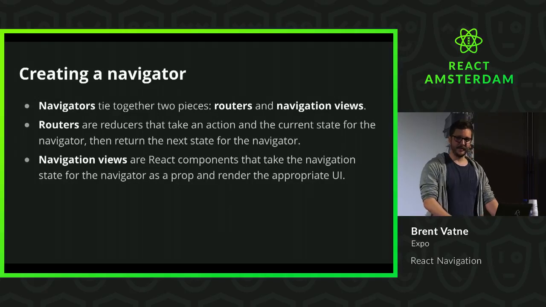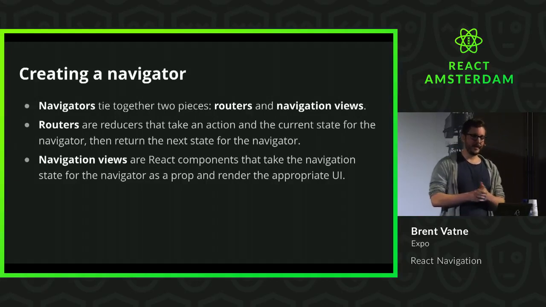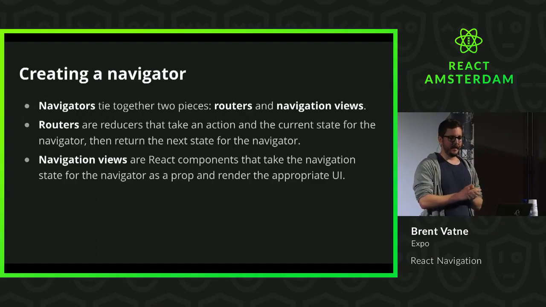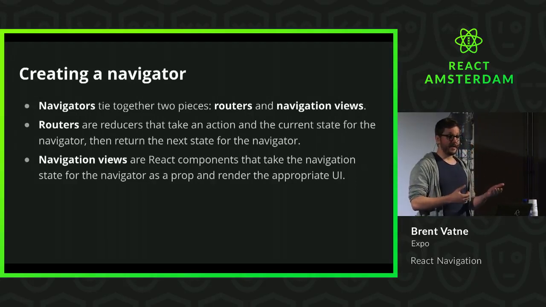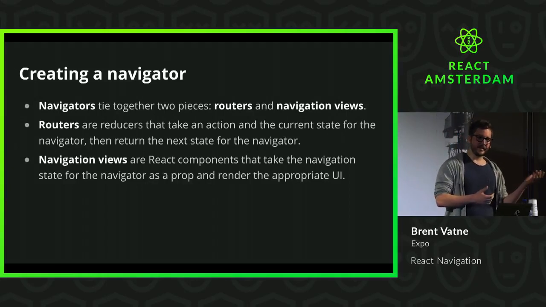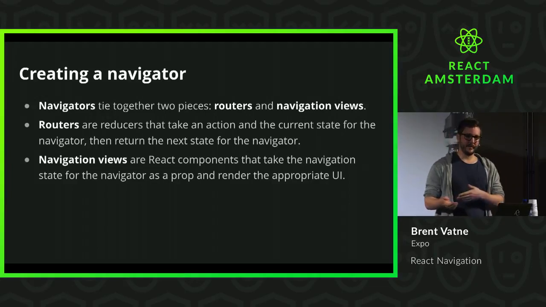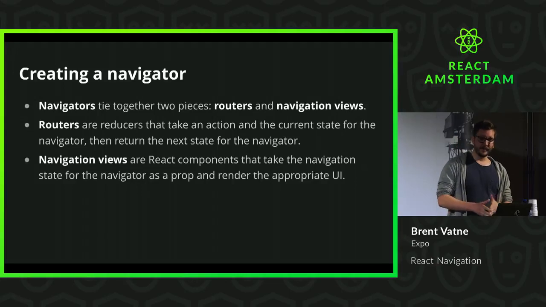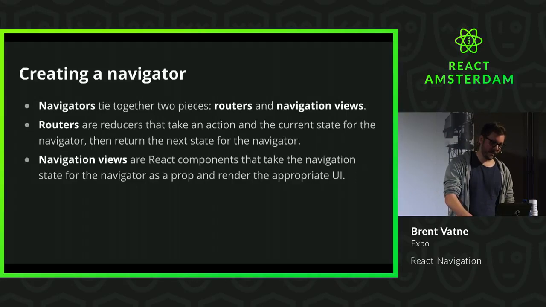Let's look into the internals a little bit of a navigator to kind of understand why that is. So navigators tie together these two pieces. We talked about it in one of the first slides that navigation involves some state and some UI. So navigators have some state that's particular to a certain navigation pattern, and it has a reducer, which is just called a router, that takes this action, takes its current state, so it says navigate home, and then returns the new state for the navigator. And the views are just the things that you see for how you interact with that state.